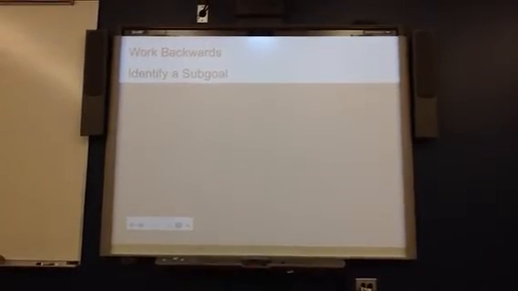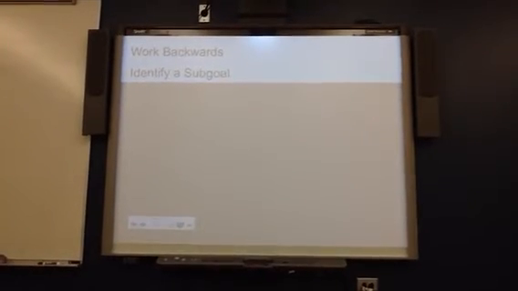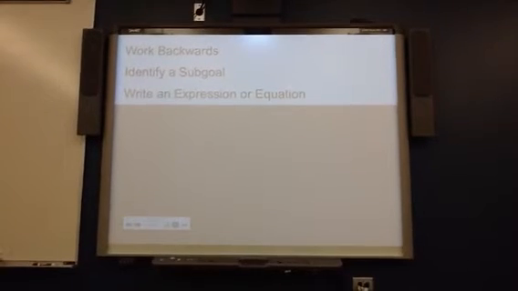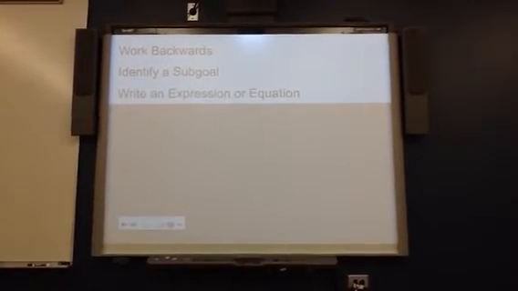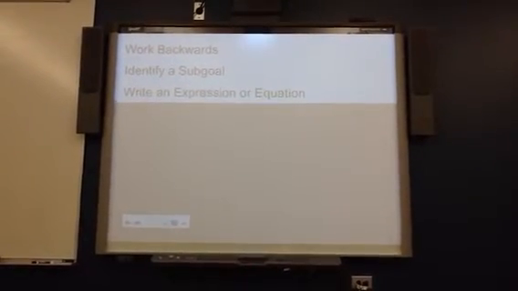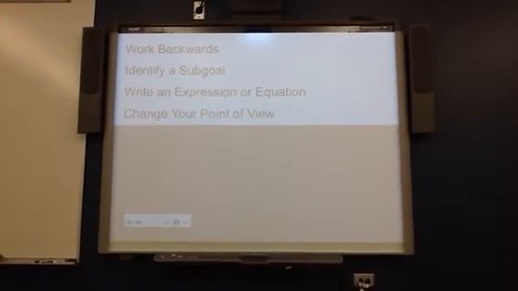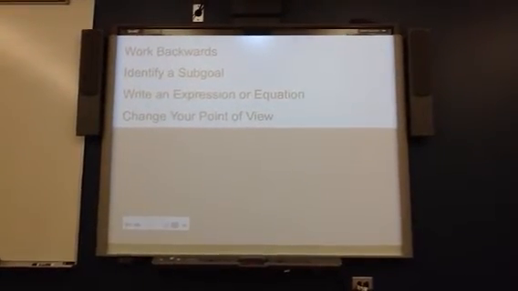Identify a sub-goal. Is there something else you need to find before you find the ultimate answer to the problem? Write an expression or equation. We're going to talk about that strategy a little later once we get more into the advanced math. Sometimes you have to change your point of view. See if there's another way to look at the problem versus the first way.